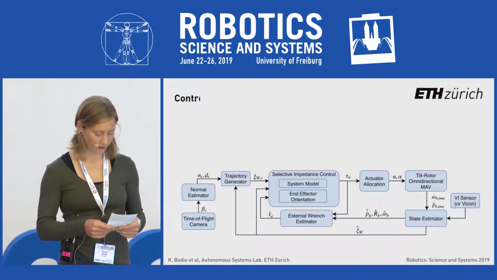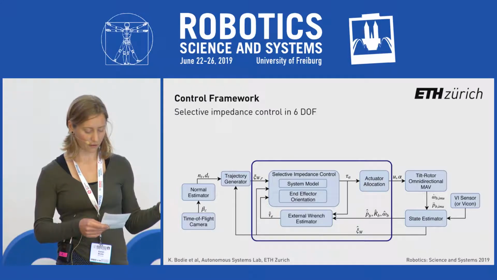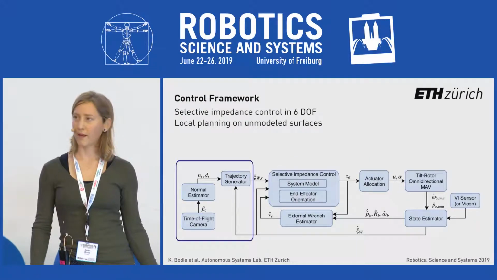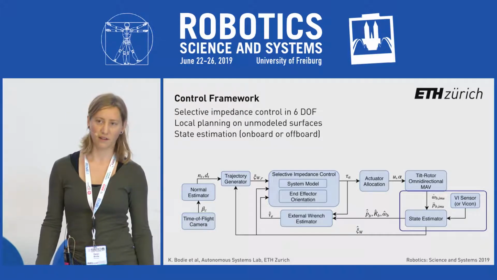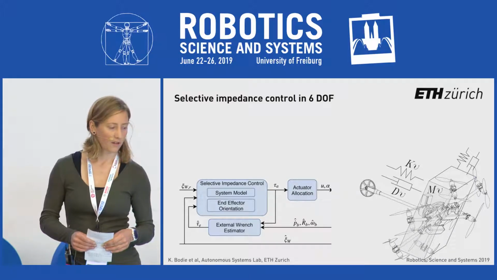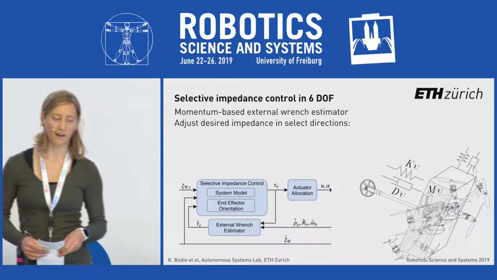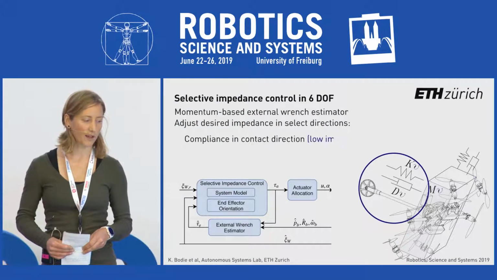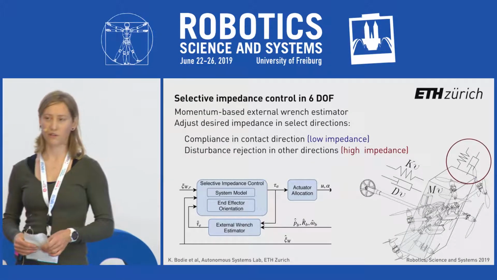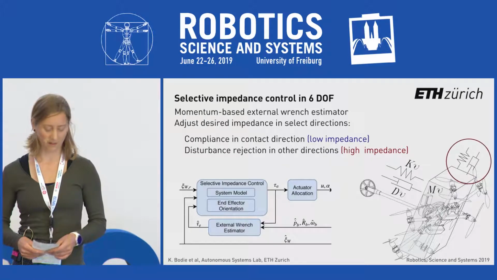So this block diagram shows that the control framework is here, consisting of a selective impedance control, local planning on unmodeled surfaces, and state estimation whether on or off board. Our selective impedance control takes advantage of our omnidirectionality, and so we can exert a force or torque in any direction. We choose to be compliant in the direction of contact and reject disturbances in other directions.